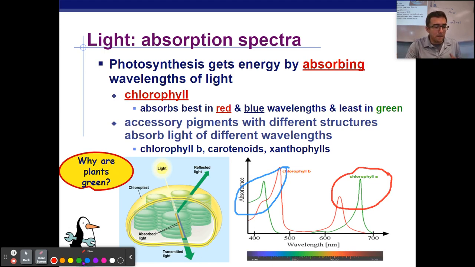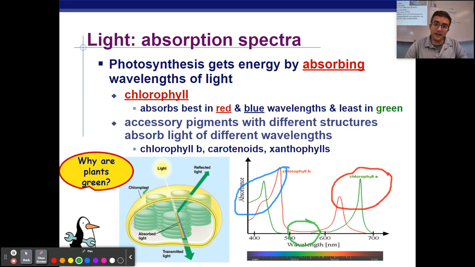But it's not great at absorbing green light. If you see on the absorption spectrum, the green light down here, chlorophyll almost absorbs no green light. That asks the question, why are plants green then? If they don't absorb green light, what are they doing with it? Well, they're reflecting the light, and that's how color works. Plants are green not because they're using green light, but because they're reflecting the green light back at us. They're absorbing all the other light and reflecting the green light.